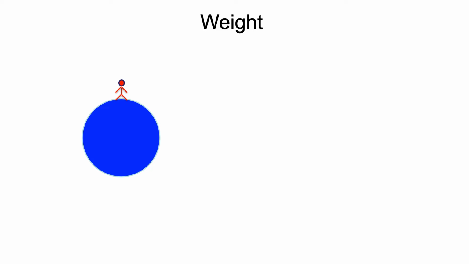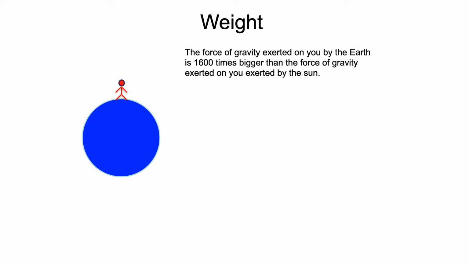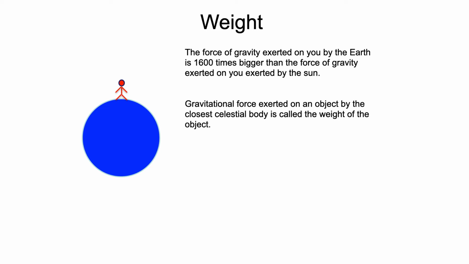Also, the contribution of the Earth to the gravitational force on you is 1,600 times bigger than the gravitational force on you exerted by the Sun. So for objects at the surface of the Earth, we usually only keep the contribution from the Earth and neglect the contribution from the Sun, the Moon, and the Andromeda galaxy in establishing the total force of gravity exerted on these objects. The gravitational force exerted by the Earth on nearby objects is called their weight. The variable name we will use for the weight is Fg.